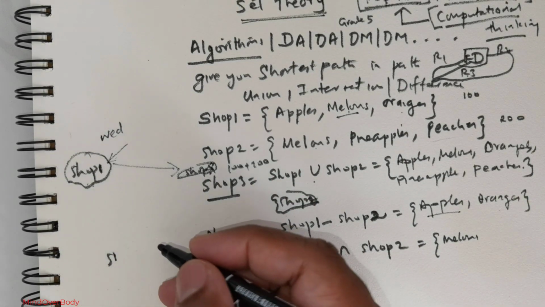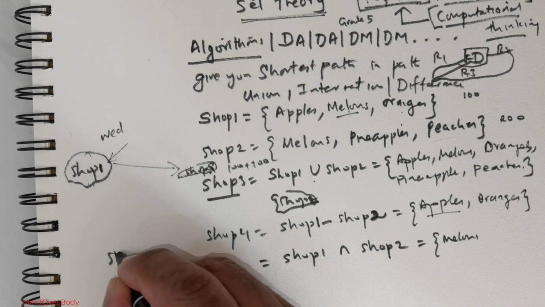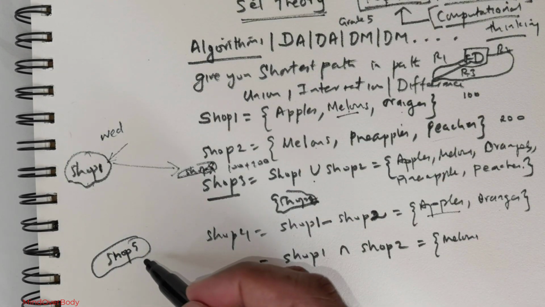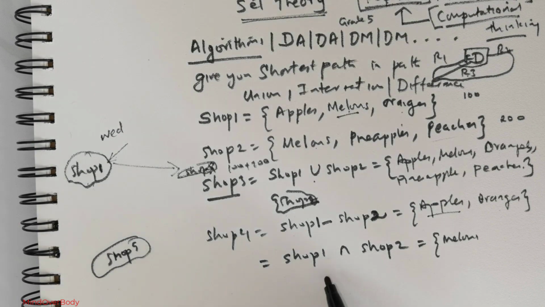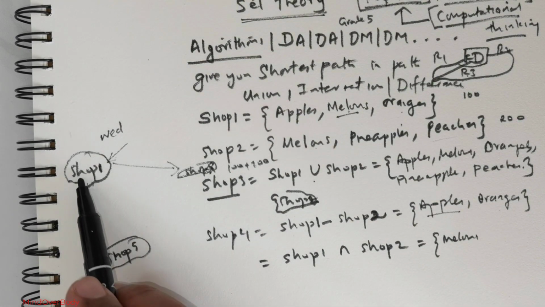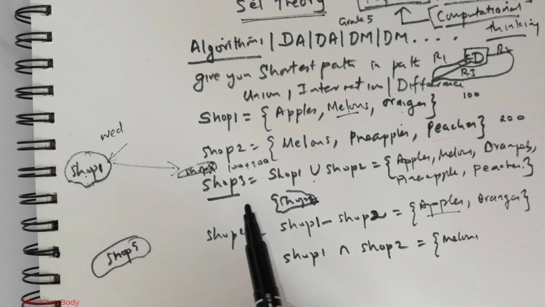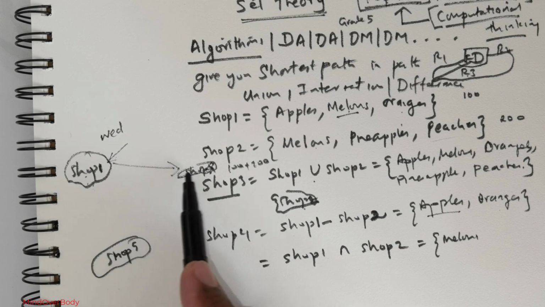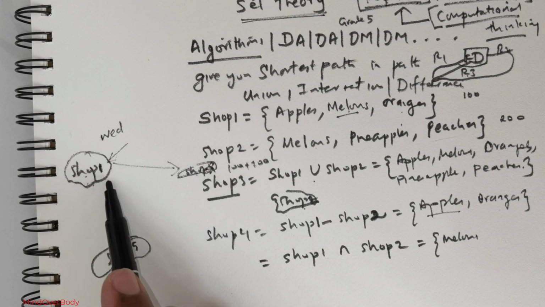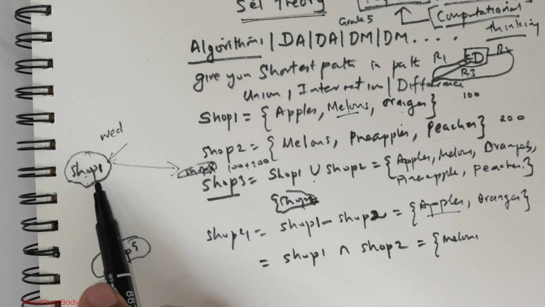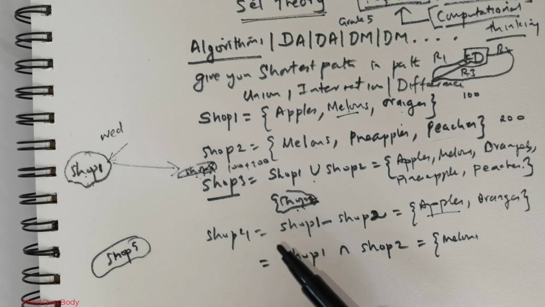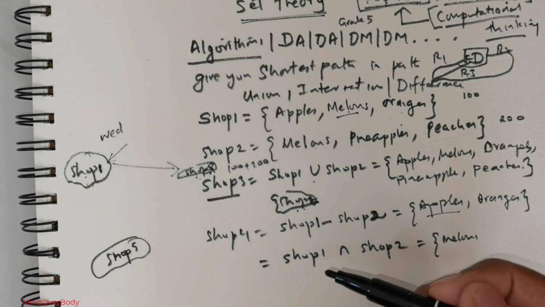Or if you want to create a new shop, say shop number 5, you can negate all those elements that are available in shop 1 and in shop 2. You can get rid of that. And if you want to go further, you can also include shop 4. You can negate all those fruits which are present in shop 1, shop 2, shop 4. You can remove that, right?